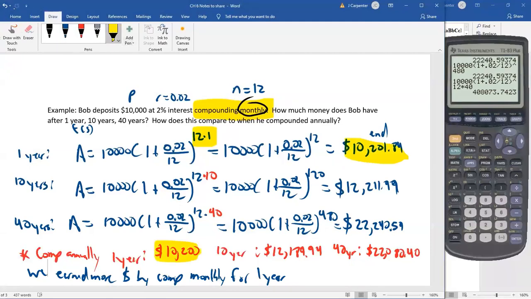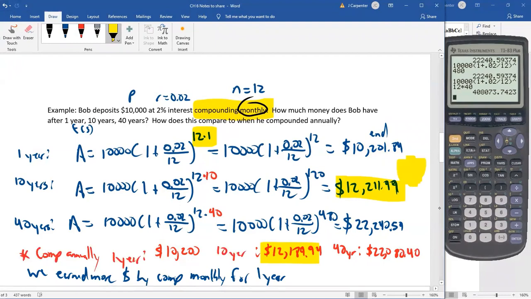Cool, whatever. Now let's compare the 10-year number, 12,211.99 versus 12,189.94. Okay, we're picking up steam a little. The compounding monthly again is larger, and now let's see, 189 versus 211. That's about $22 more. So 1 year in, we had about $2 more. 10 years in, we got about $22 more. So that was true for the 10-year as well.